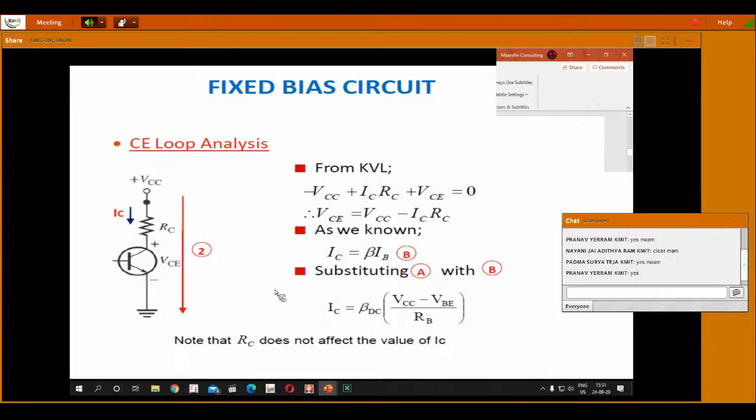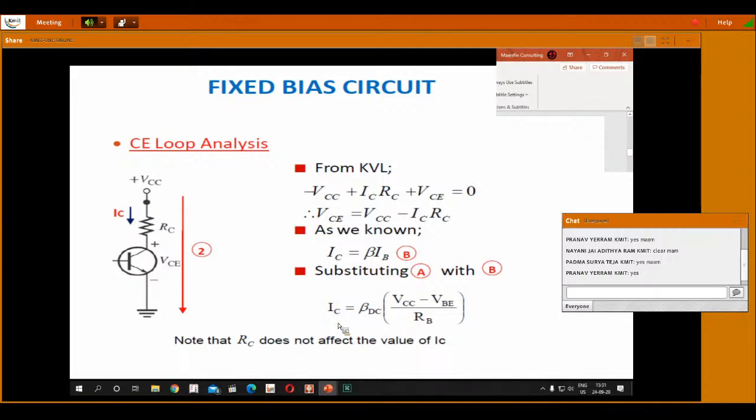Whereas now we are taking the output loop, the current flows from VCC to the ground, where the collector current is IC. Instead of depending on the collector, the amount of current flowing through your collector terminal now doesn't depend on your RC. Instead of that, it depends on your RB.